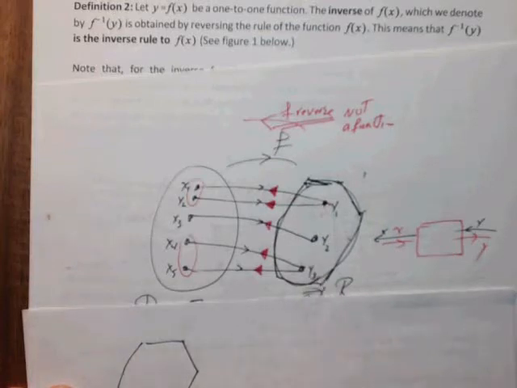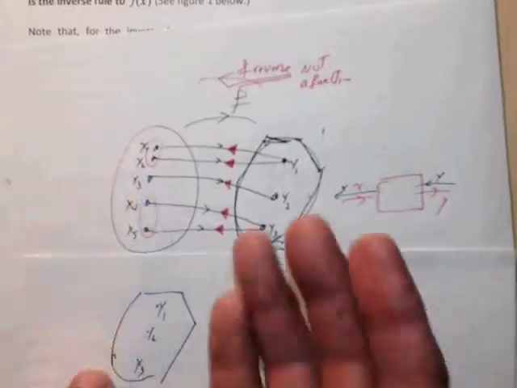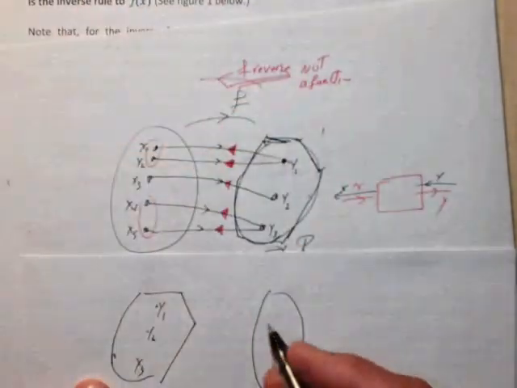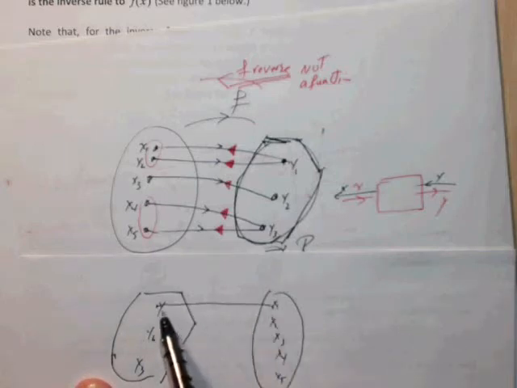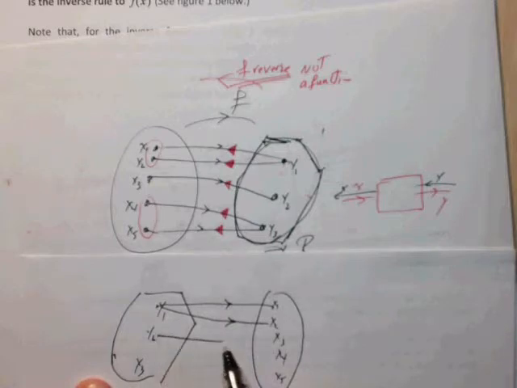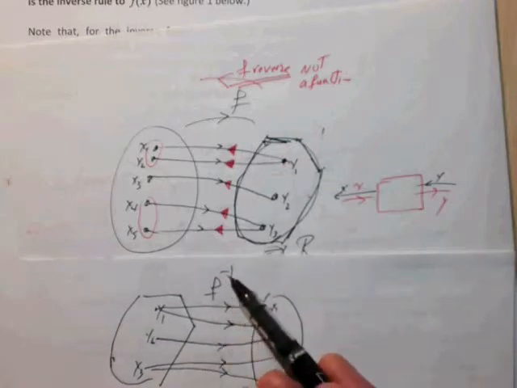You get something like this, and then I have y1, y2, y3, and here I'm flipping it over. I just pick it up and flip it: x1, x2, x3, x4, x5. Then y1 goes to 2 of these, y2 goes to 1, and y3 goes to 2 of those. Now this is f to the minus 1, but this is not a function anymore.